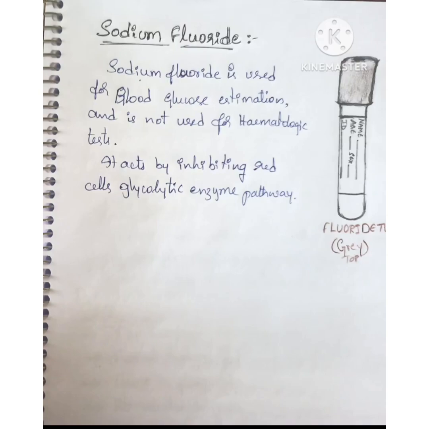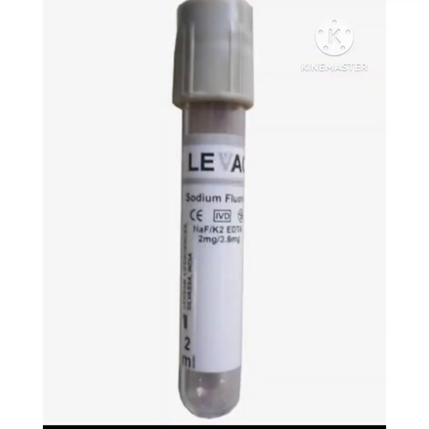Sodium fluoride is used for blood glucose estimation and is not used for hematological tests. It acts by inhibiting red cells glycolytic enzyme pathway. The color code of fluoride tube is gray.